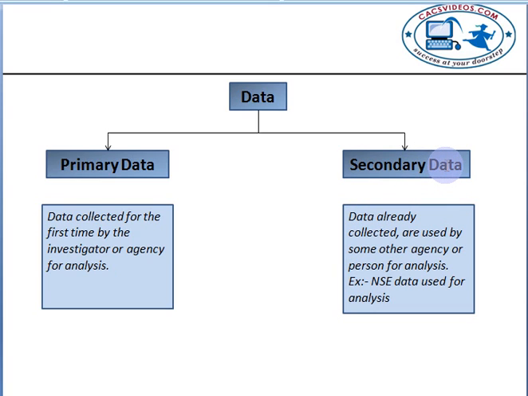So you are clear about this difference between primary data and secondary data, right? Primary data is that primarily you are collecting data by yourself. And secondary data is that type of data which is already collected by someone else, but you are just using it for your analysis. Primary data means you are the person who is collecting data. Secondary is that you are just using the data already collected by someone else.